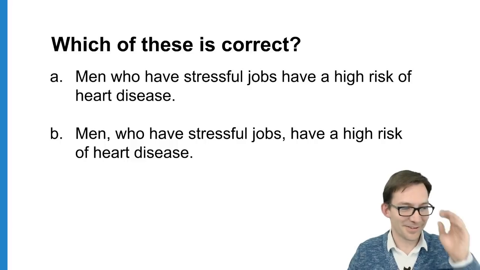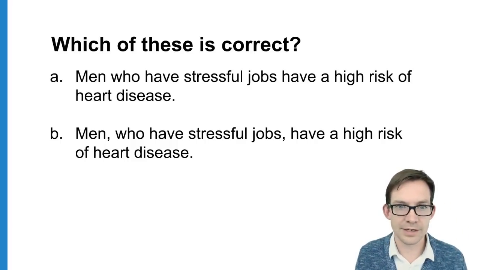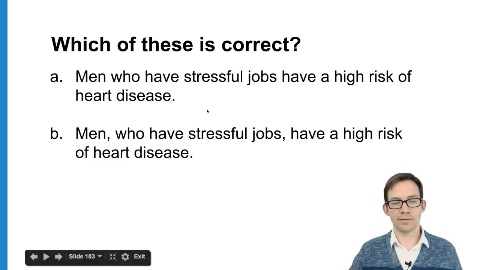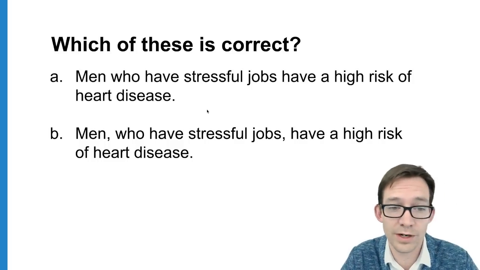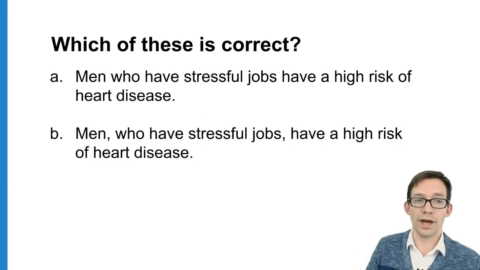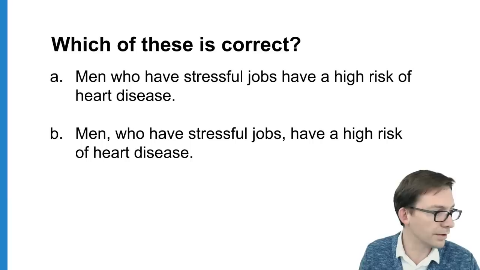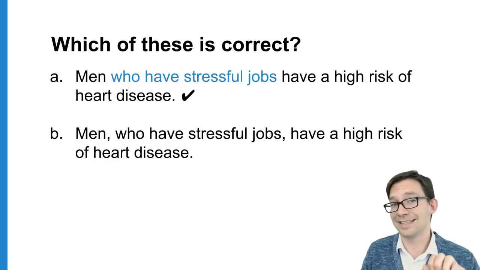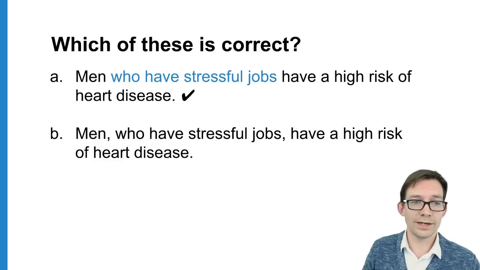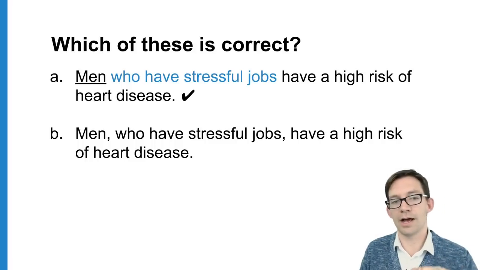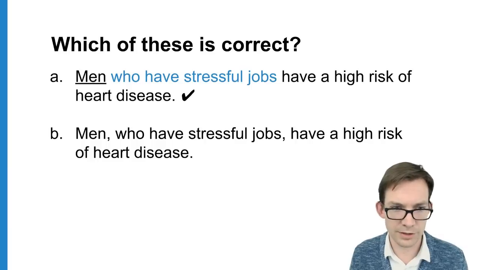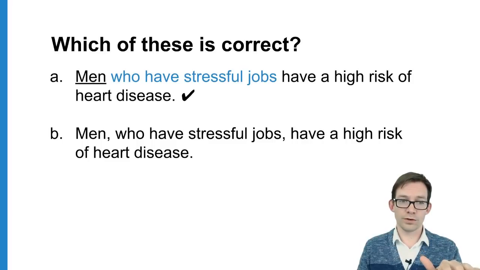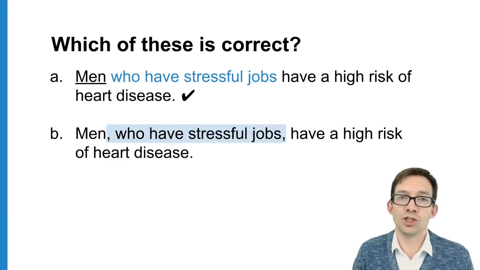All right, good stuff, guys. So yeah, a lot of you identified the first one as correct. So men who have stressful jobs have a high risk of heart disease, and that is correct. The first one is right, the second one is not, and again, here's why. Just to clarify, because this is the whole point of what we're talking about today, the first one is correct because this clause is essential, it's defining what type of man could have a high risk of heart disease, because not all men have a high risk of heart disease and not all men have stressful jobs, right? Some of them do, some of them don't. So that's why the first one is correct, and the second one is a generalization.